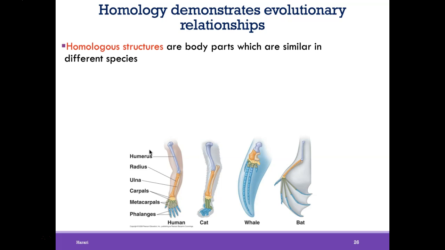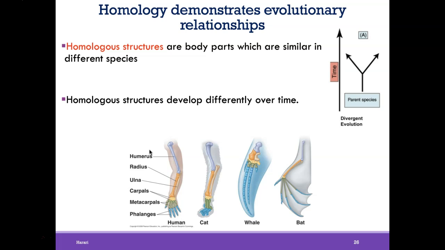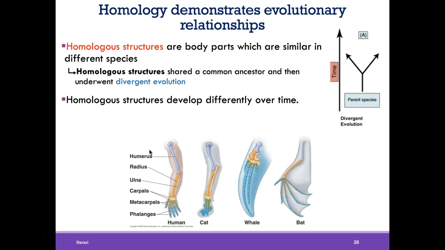So homologous structures are body parts which are similar in different species. Two structures are homologous if the similarities between them reflect common ancestry. Homologous structures develop differently over time. What happens is, there was once a common ancestor or a parent species that had one type of structure, but then something over time caused the species to diverge. So divergent evolution refers to how a species undergoes a change, where there's a divergence.